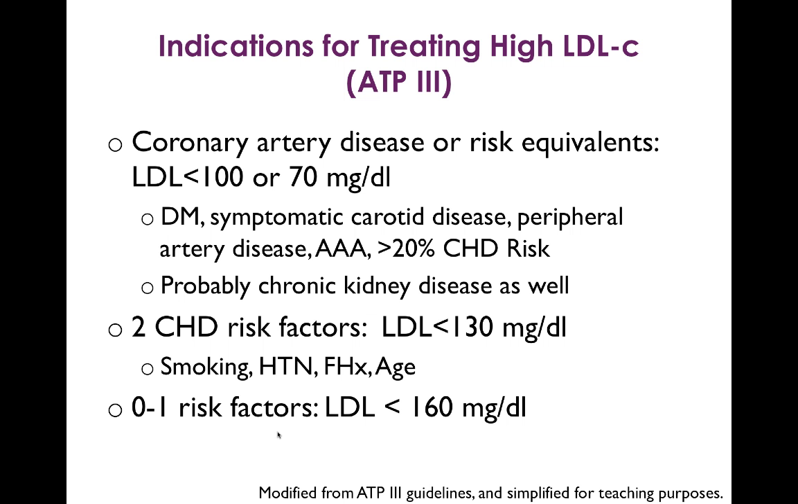So one thing that's certain is that a patient with coronary disease or coronary disease risk equivalent, namely diabetes, symptomatic carotid disease, peripheral arterial disease, abdominal aortic aneurysm, or a greater than 20% coronary heart disease risk by 10-year Framingham risk estimation, should have an LDL goal of less than 100 milligrams per deciliter and perhaps as an alternative goal less than 70 milligrams per deciliter. I didn't mean to say millimeters of mercury.